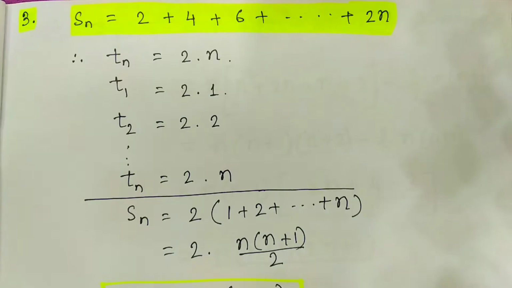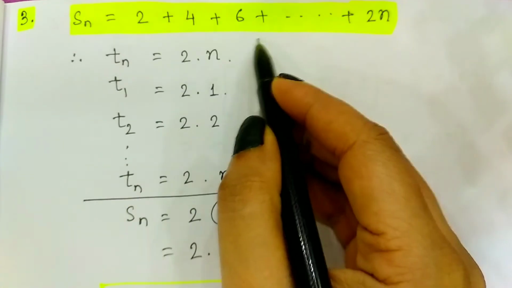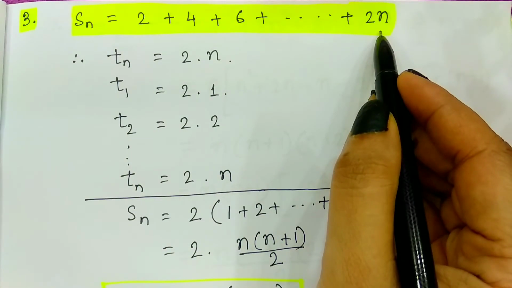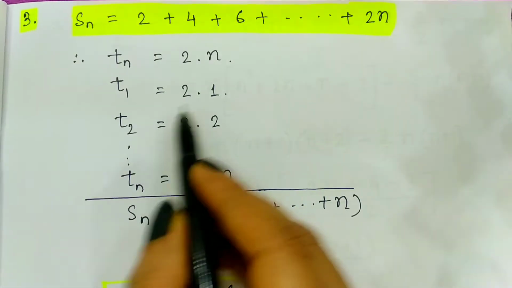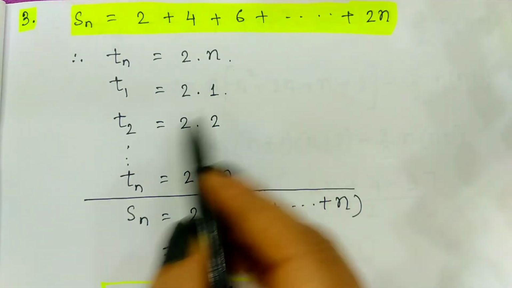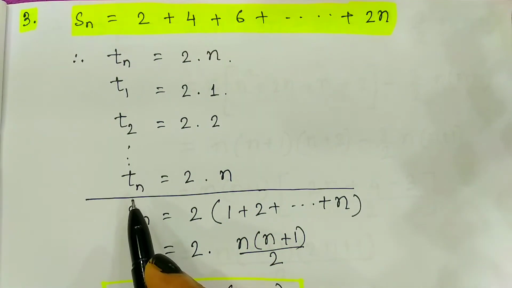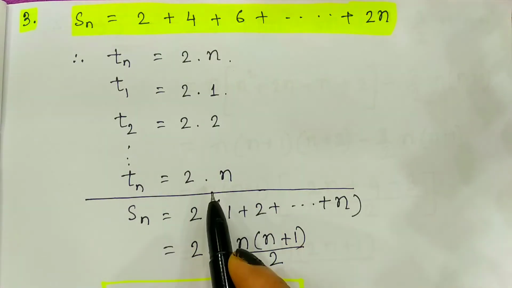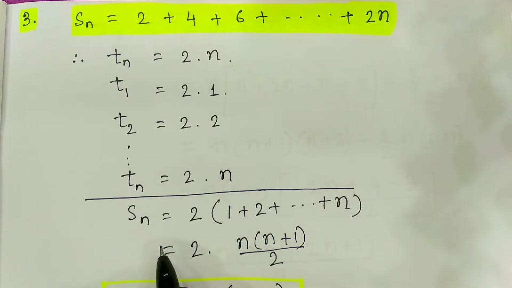Now the next one is 2 plus 4 plus 6, in this way up to 2n, and its summation is our requirement. So here the nth term is 2n. Similarly, if we substitute n equal to 1, 2, 3 in this way respectively up to n, we will find this one accordingly. It is 2 into 1, 2 into 2, in this way up to 2 into n. If we add all this, then definitely it is our Sn.